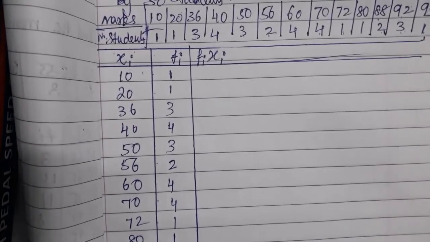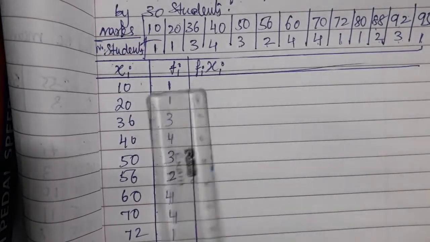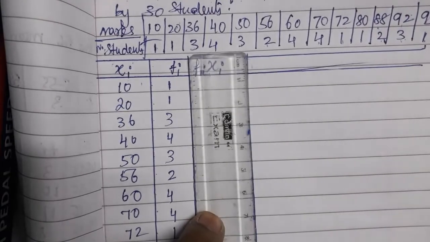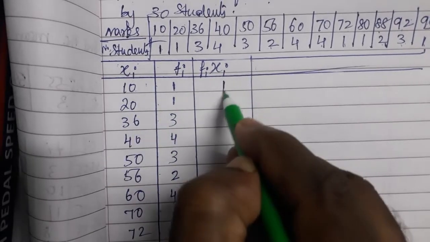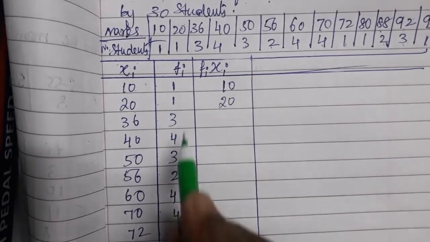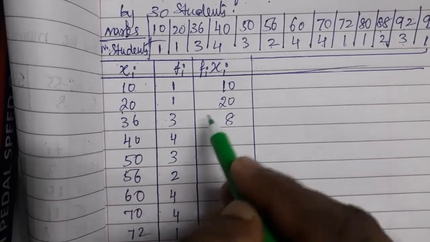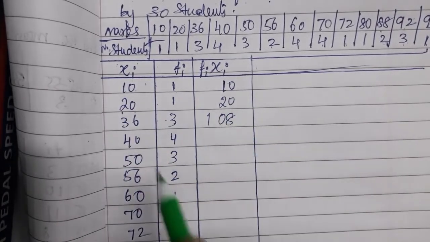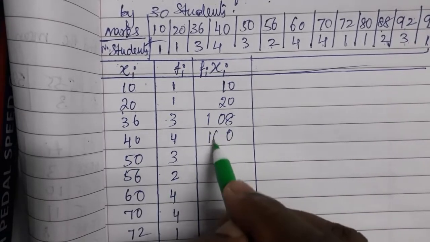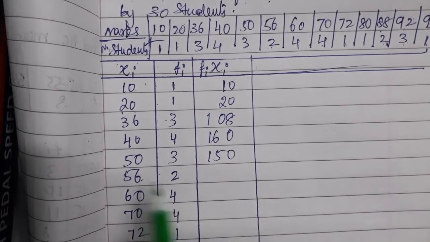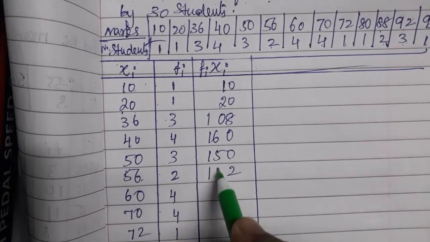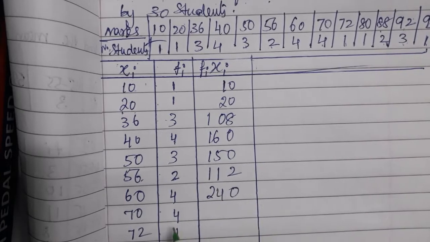The next important column is the fx column. What do you have to find? You have to find the fx column. Fx means you have to multiply this. 10 ones are 10, 20 ones are 20, 3 6s are 18, 1 carry, 3 3s are 9 plus 1, 10. Write one below the other properly. 4 zeros are 0, 4 4s are 16, 3 50s are 150, 2 6s are 12, 1 carry, 2 5s are 10 plus 1, 11, 6 4s are 24, 4 zeros are 0, 4 7s are 28. 1 into 72 is 72. 1 into 80 is 80.